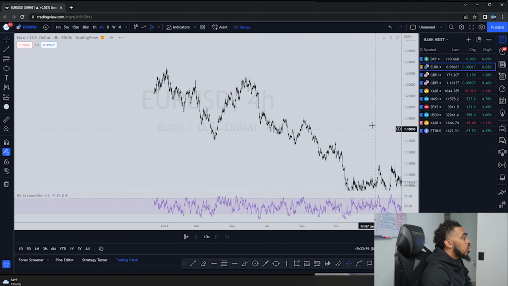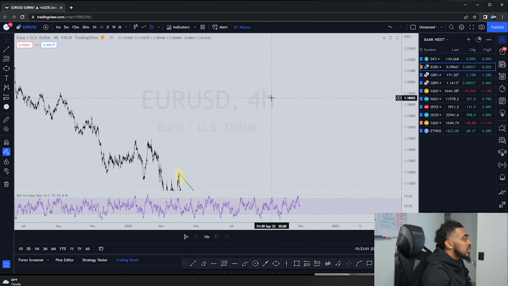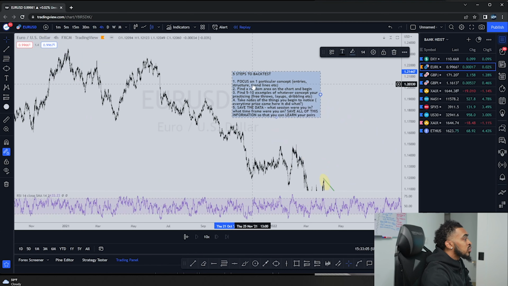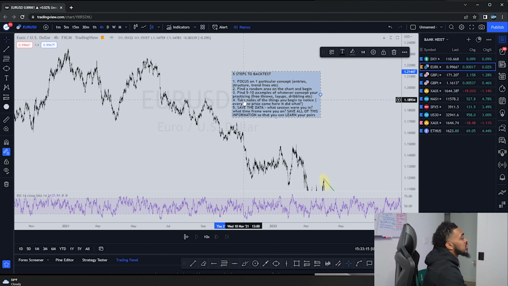So all in all, like I said, I'm going to reiterate the 5 steps. Here we are. 1, focus on one particular concept. 2, find a random area on the chart to begin. 3, find 5 to 10 examples of whatever concept you're practicing. 4, take notes of the things you begin to notice. 5, save the data.